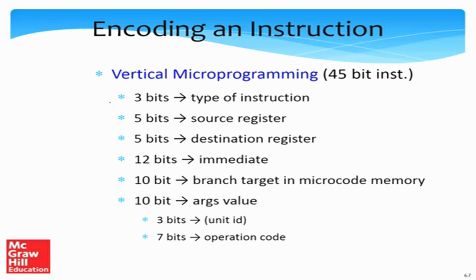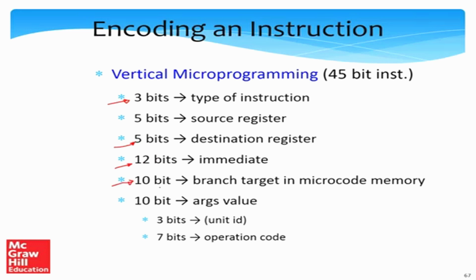In this case, we use 3 bits for the type of the micro instruction. So we have 8 micro instructions, we need 3 bits. 5 bits for the source registers. Actually, if you count, we have a lot of source registers, right? So basically 5 bits for the source register, 5 bits for the destination register, 12 bits for the micro immediate, 10 bits for the branch target in the microcode memory, right?